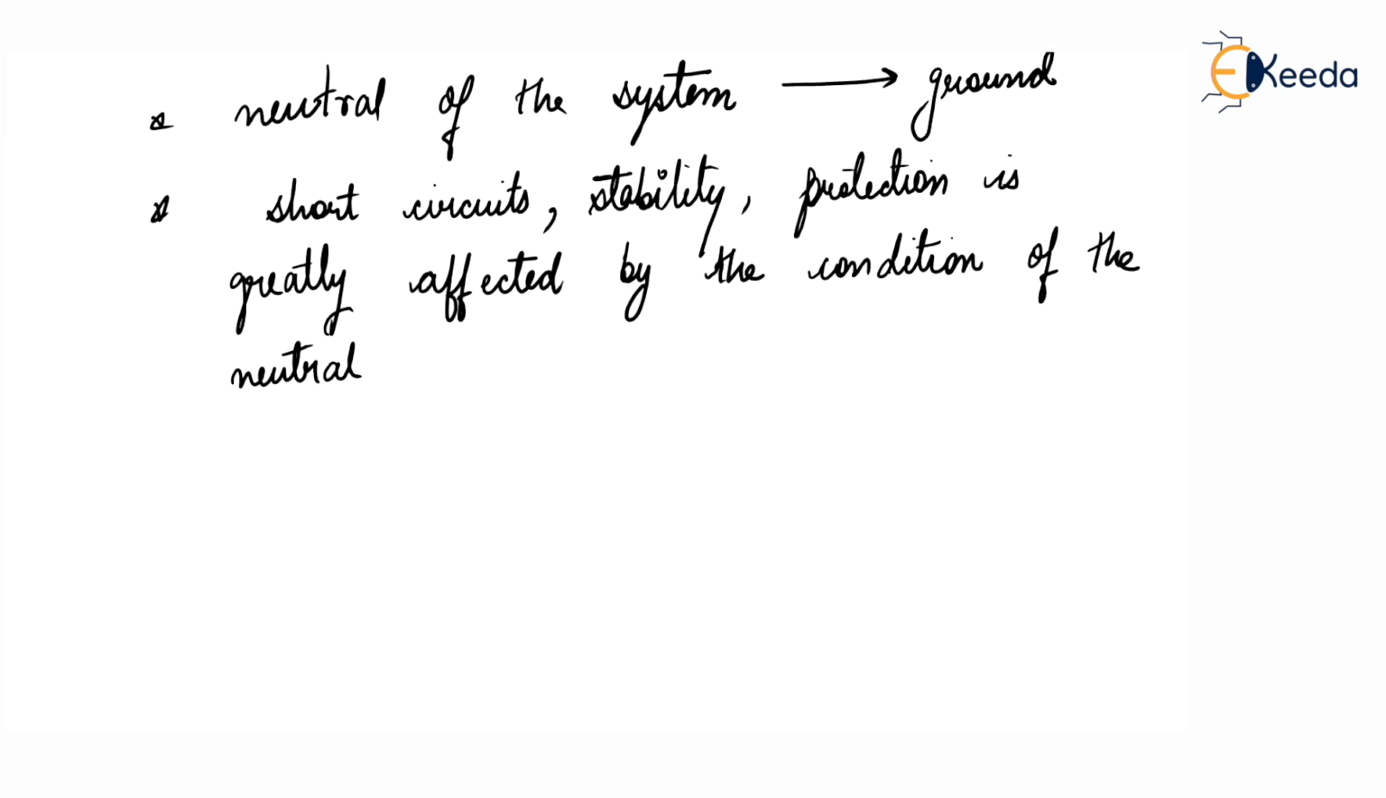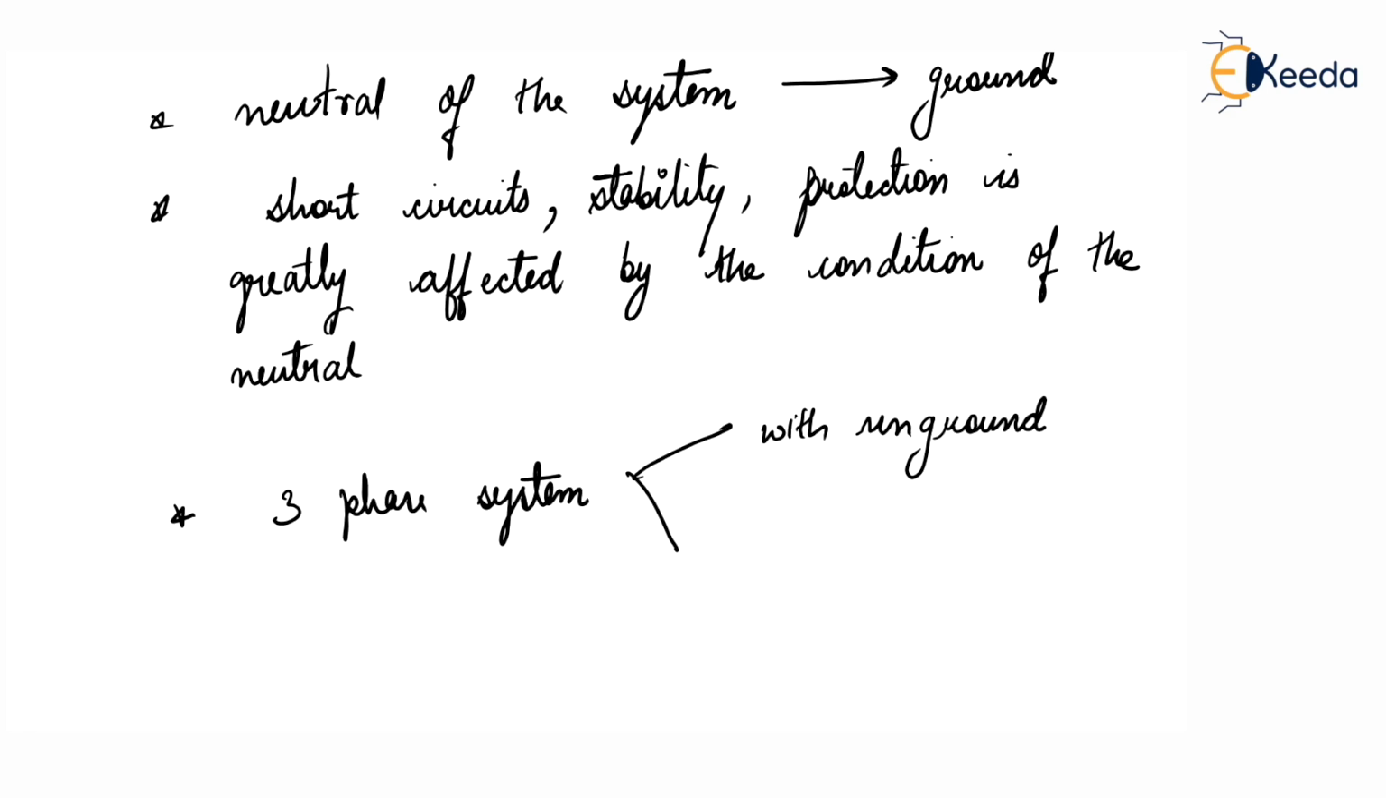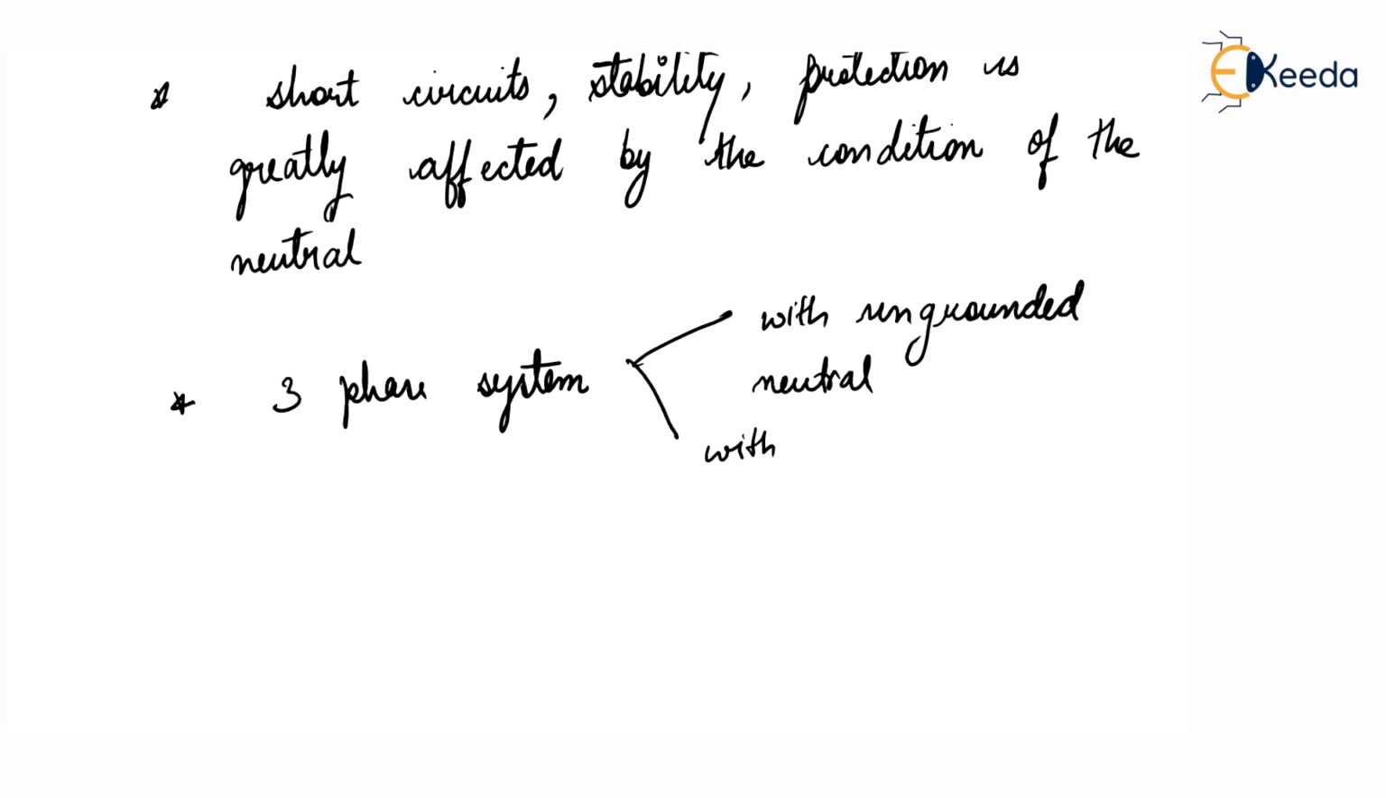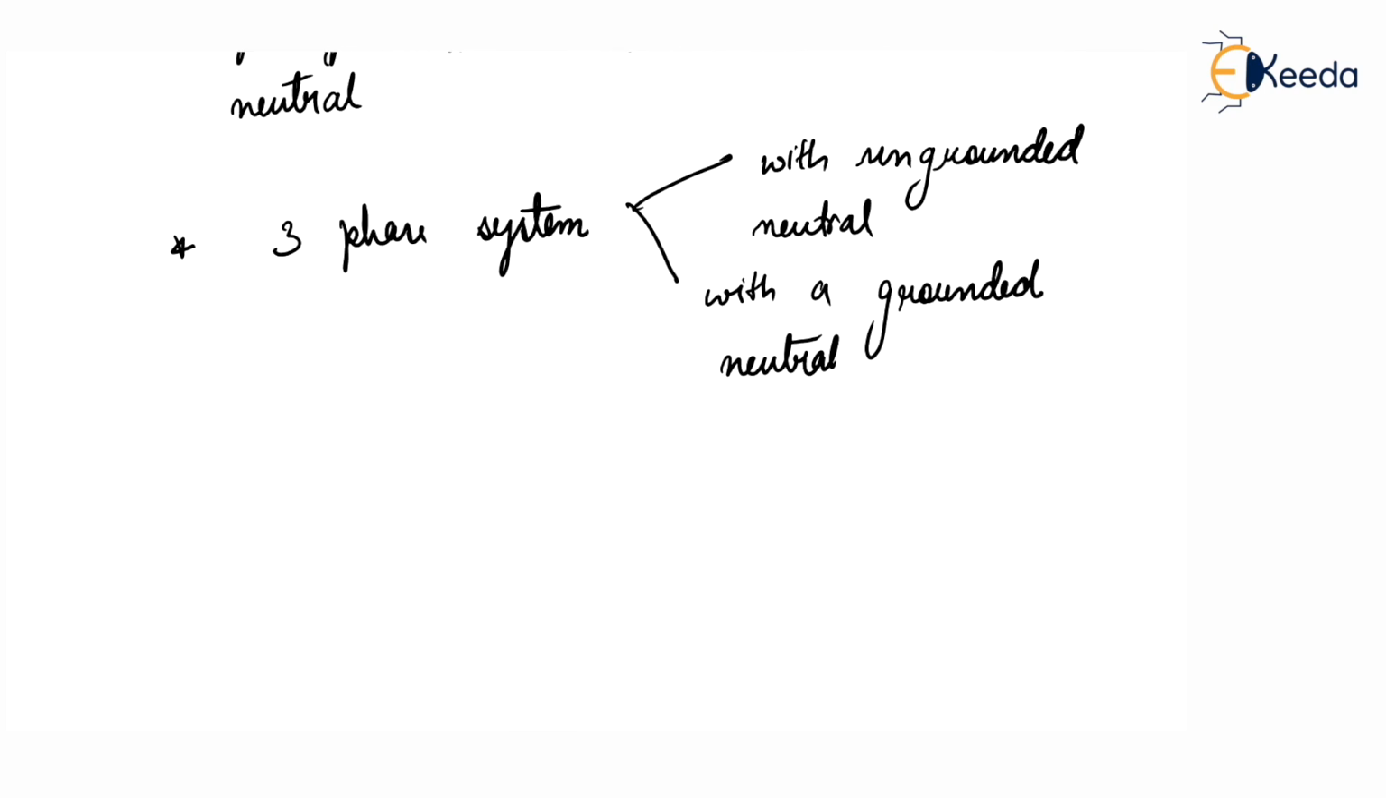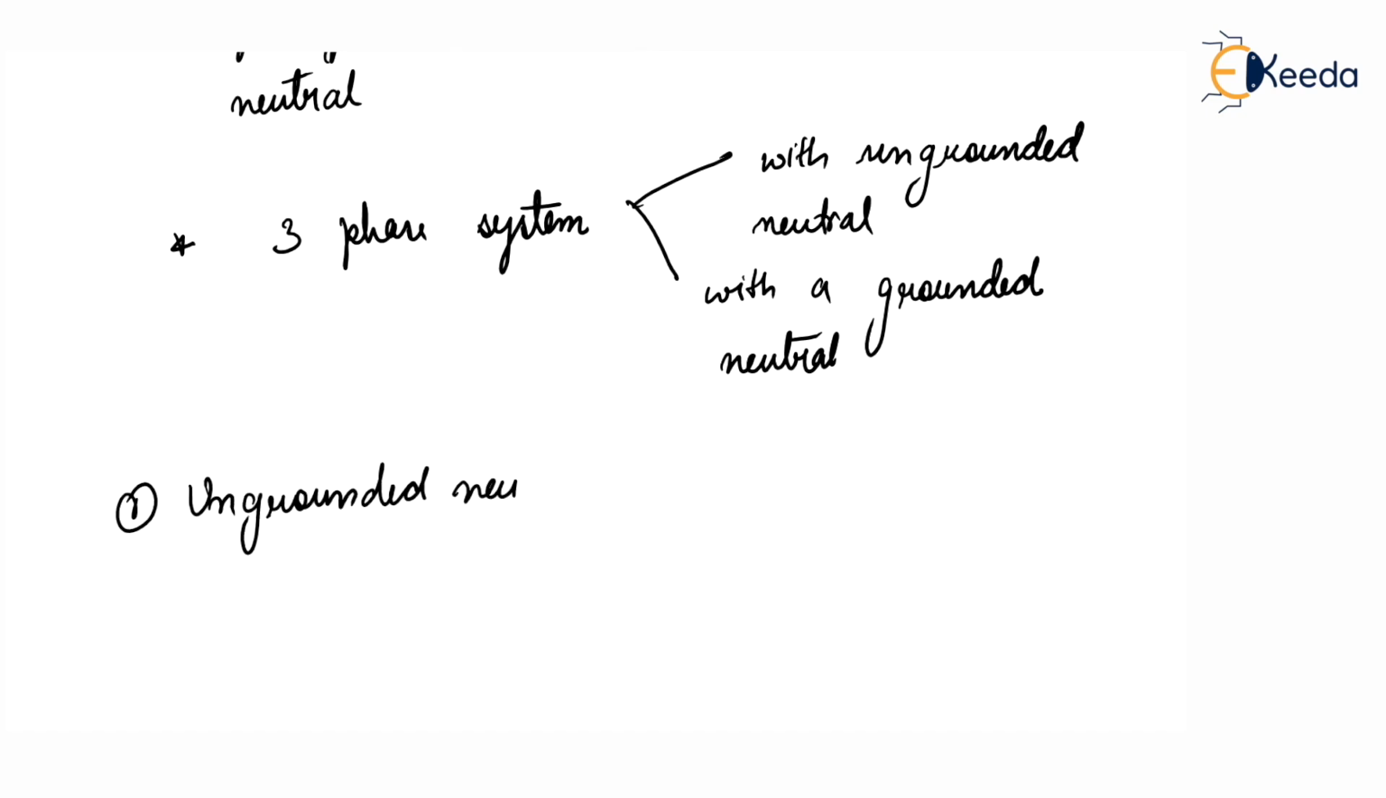A three-phase system can be operated in two possible ways. First way, with ungrounded neutral. Second way, with a grounded neutral. First, with ungrounded neutral. See, in an ungrounded neutral system, the neutral is not connected to the ground.